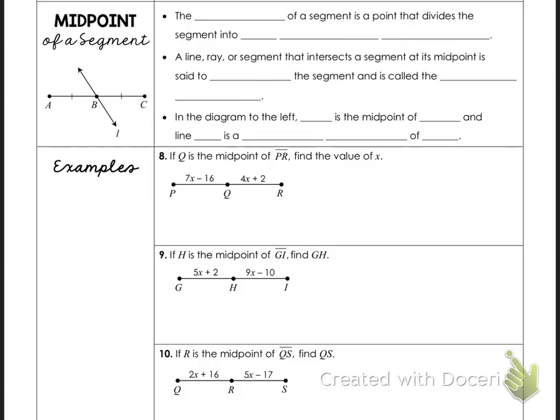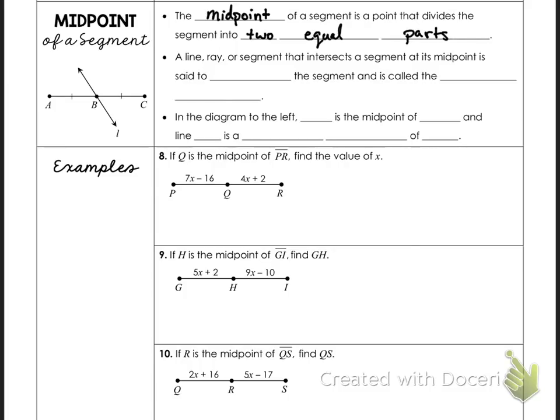So the midpoint of a segment, that's your first blank. A midpoint of a segment is a point that divides a segment into two equal parts. Okay, two equal parts or pieces. I like the word parts because we always talk about the equal parts, like part 1 plus part 2 within segments or angles or whatever.